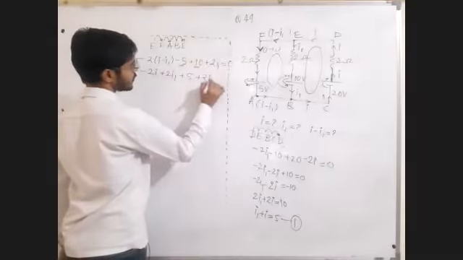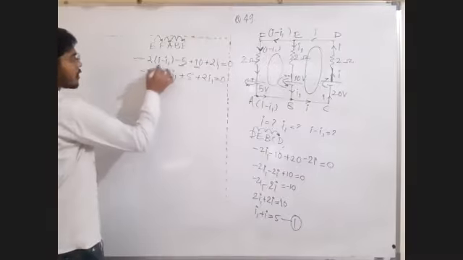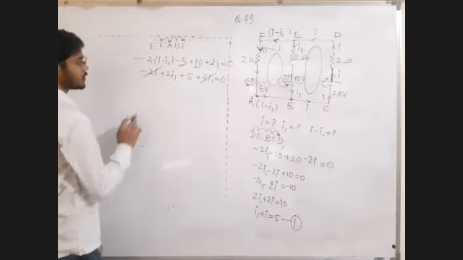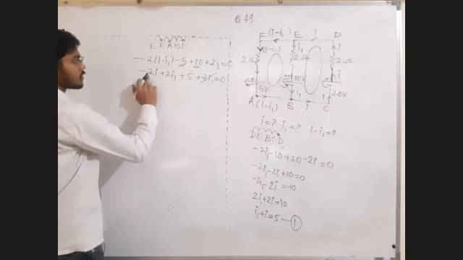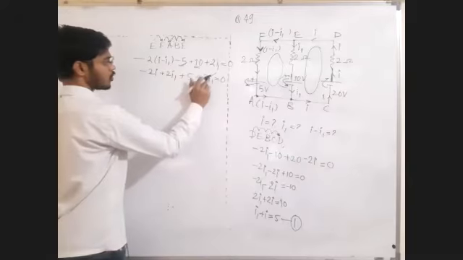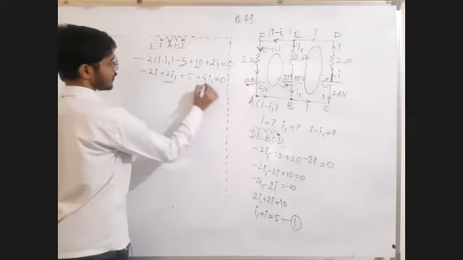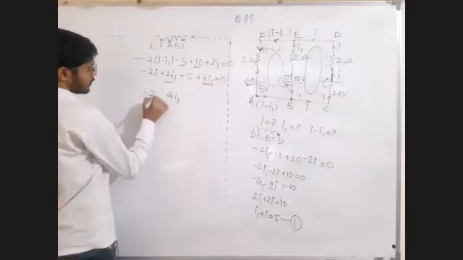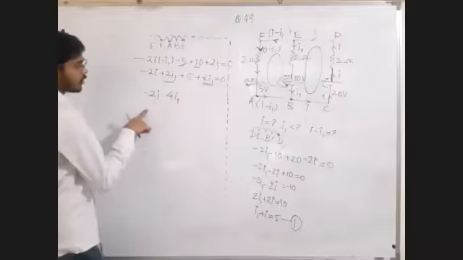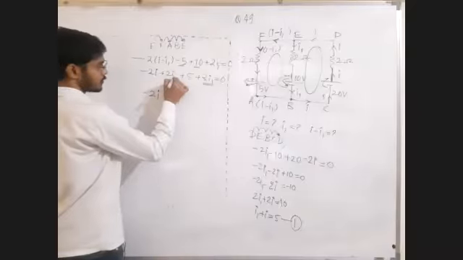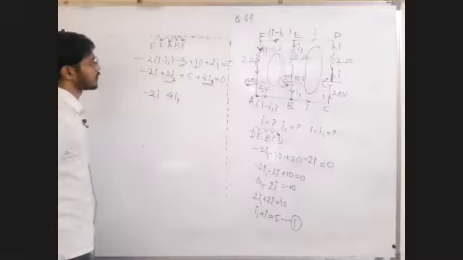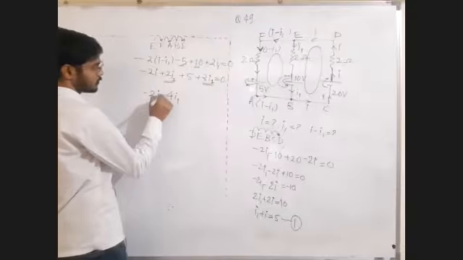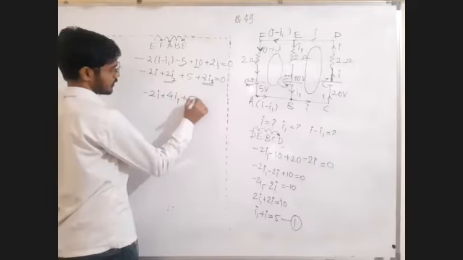I think I made a mistake. This is minus 2I and this is 2I1. Sorry. 2I1 plus 2I1 is equal to 4I1. Minus 2I as it is. I and I1, do not confuse. This is I, this is I1. Minus 2I, 4I1 plus 5 is equal to 0.